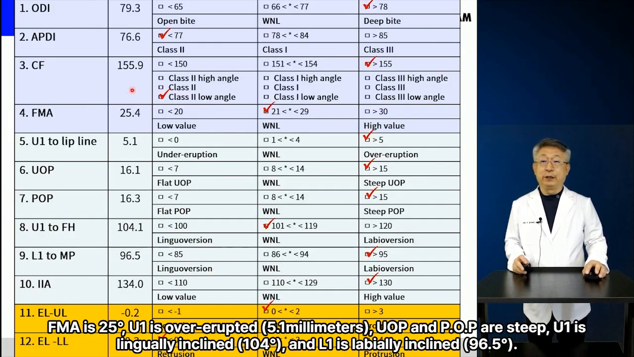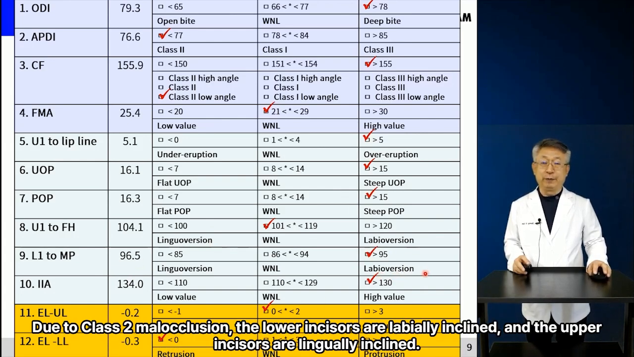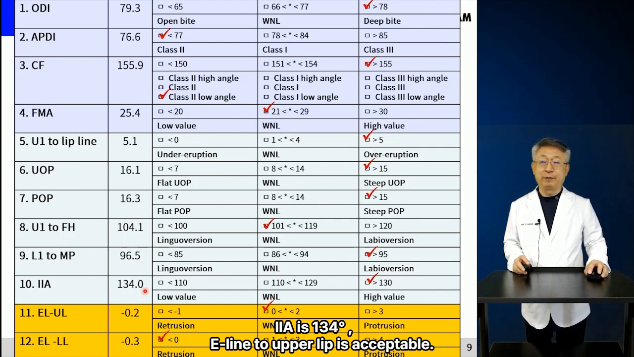FMA is 25, U1 is over-erupted 5.1 millimeters, UOP and POP are steep, U1 is lingually inclined 104, and L1 is labially inclined 96.5. Due to class 2 malocclusion, the lower incisors are labially inclined, and the upper incisors are lingually inclined. IIA is 134, E-line to upper lip is acceptable.